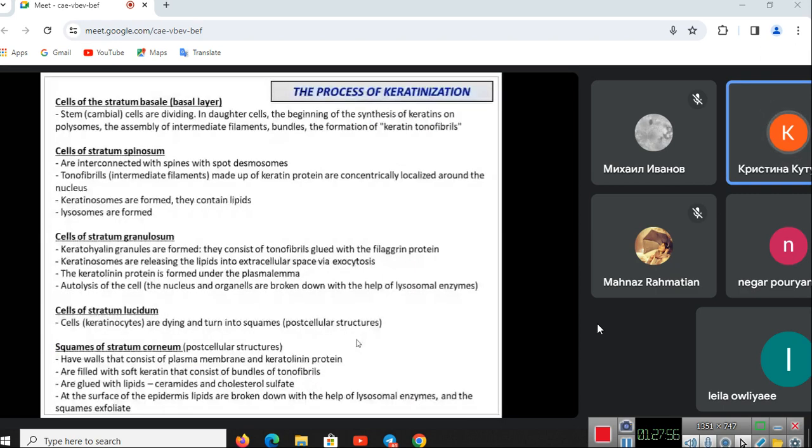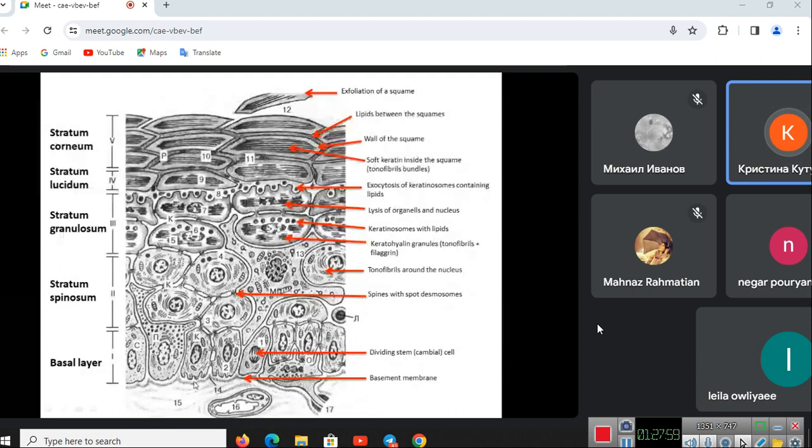So, what happens? Upon basement membrane, the cells of basal layer lie. Here they divide, they are stem cells, and the daughter cells start to differentiate. They next move upwards and become the cells of stratum spinosum with small spines. These small spines are small projections from one cell to another cell, and between those spines the spot desmosomes are made. So these all are spot desmosomes connecting the cells together.